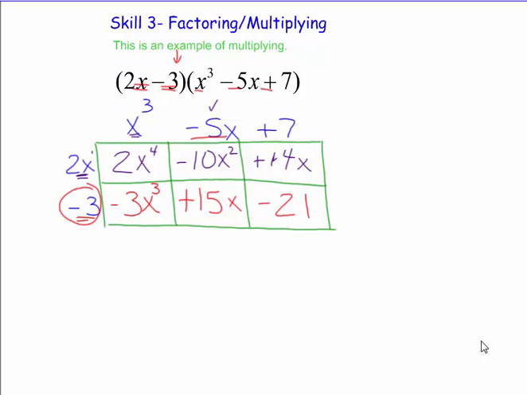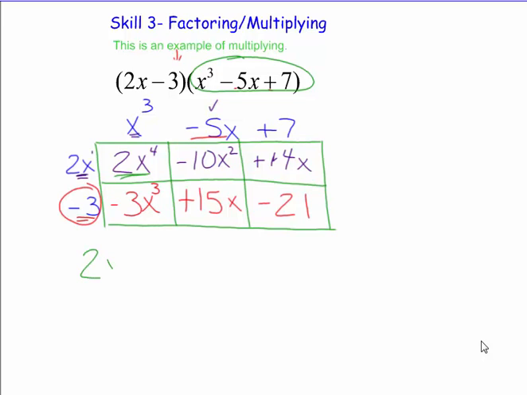Now usually when we multiply these things, our like terms are on the diagonals. However, if you look right here, we are missing a power of x. We have an x cubed, but we don't have any x squareds. And that's why the box isn't going to be really nice to you. Your diagonals don't necessarily have to match. Okay? We'll take a look here.